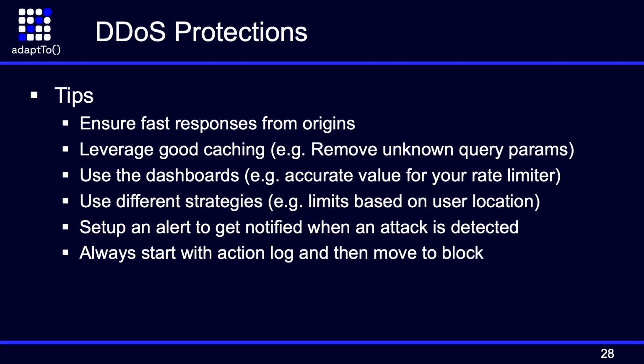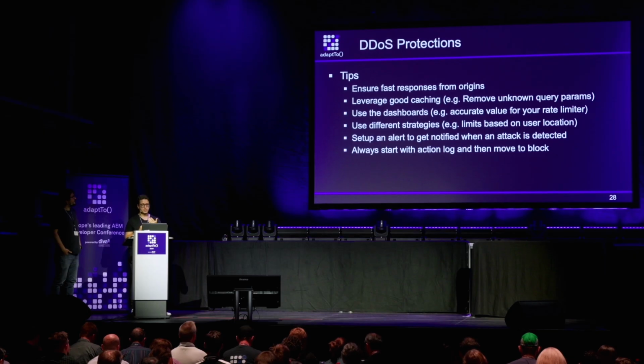The second tip that goes hand in hand with the first one is to leverage good caching. The reason is a CDN can simply scale much better than your origin will ever do. So if you can serve most of the traffic from the CDN cache, it means during a DDoS attack, the CDN will be able to absorb most of the attack. And one good thing here is to, as Marius already mentioned, try to remove unknown query parameters, so it will protect you from a cache busting attack.